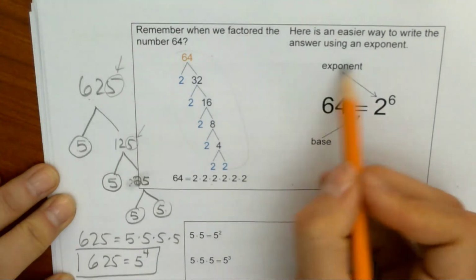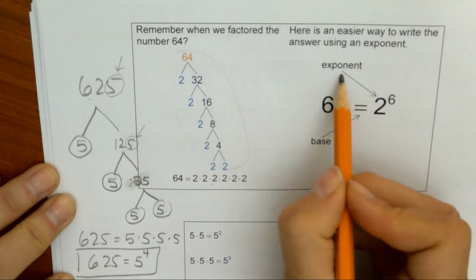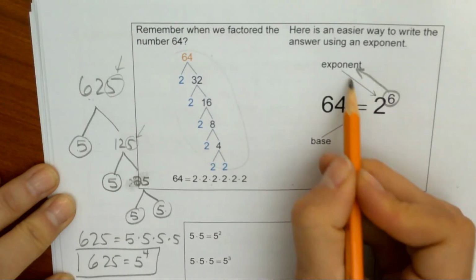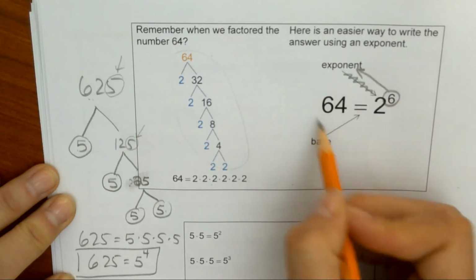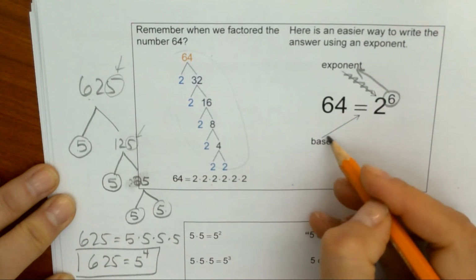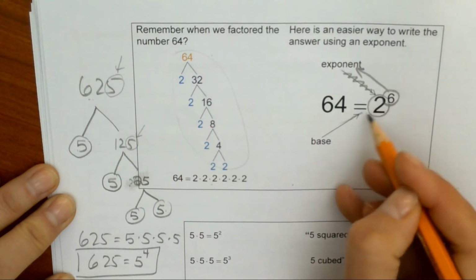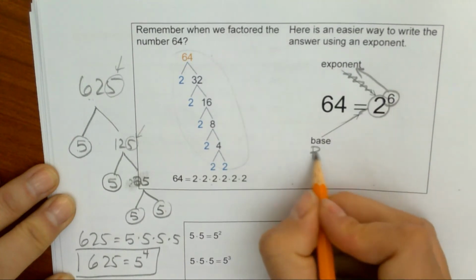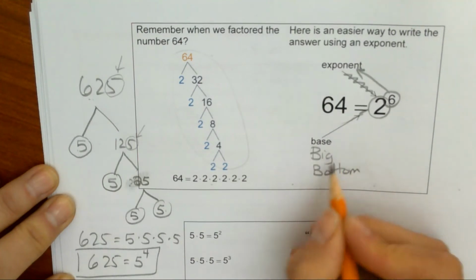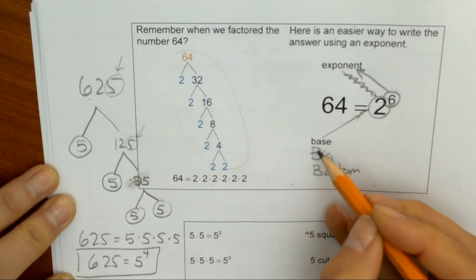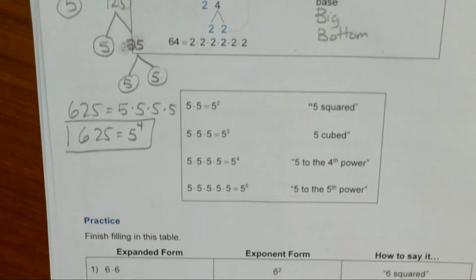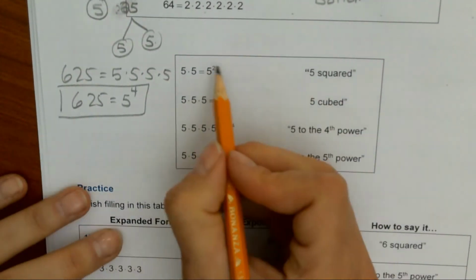So here, this is when it printed wrong. My exponent is the 6. It just printed wrong. So if I say, what is the exponent? The 6 is the exponent. And if I say, what is the base? The 2 is the base. So the base is the big number on the bottom. The base is the big number on the bottom. B, b, b. This is the base. Okay? Now if we go up, we already talked a little bit about this.